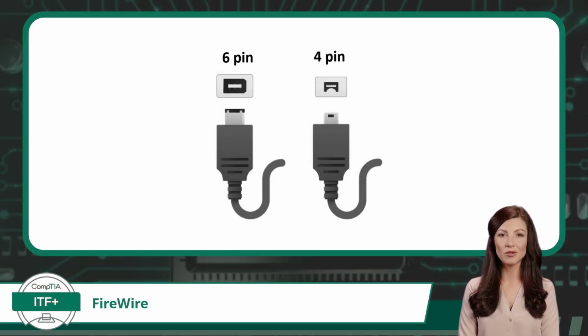Connectors for FireWire come with either 6 or 4 pins. Now one last word of caution. Be careful not to confuse the 6-pin connector with that of the USB Type B connector. They are very similar in appearance.